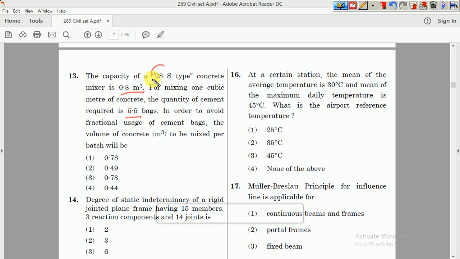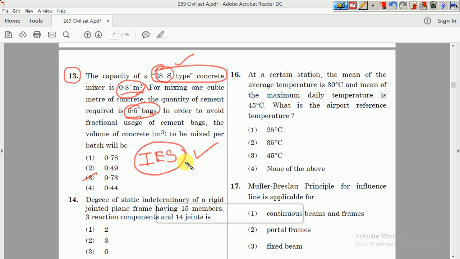They have just given 28 S-type mixer just to confuse you. Don't bother about this thing. Only make use of these two values and you'll get an answer. Think of it very simply. They have given 28 S-type of mixer just to confuse us. Just understand these two things and the concept and you can answer it. This is the answer for this one. Once again, this question appeared in the Indian Engineering Service. It comes under concrete technology.